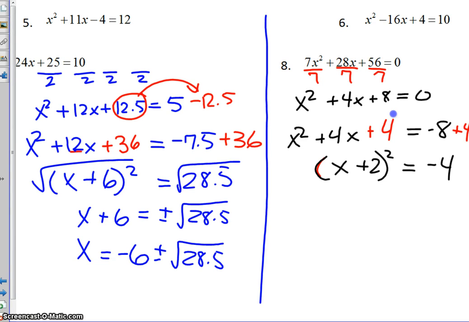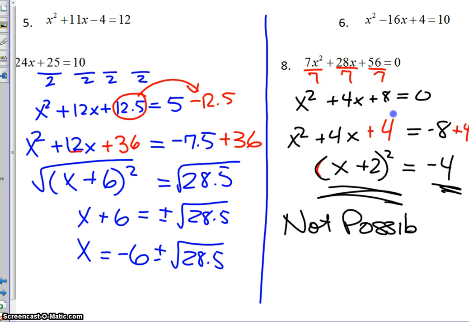Now this is where we have a problem with this particular question, because you can't take the square of something here and have it equal to a negative. So this one is actually not possible. You could say there's no solution, you can say this solution does not exist. There's a lot of ways to say, nope, it's not going to work out for this problem. So that one's actually not possible to solve.